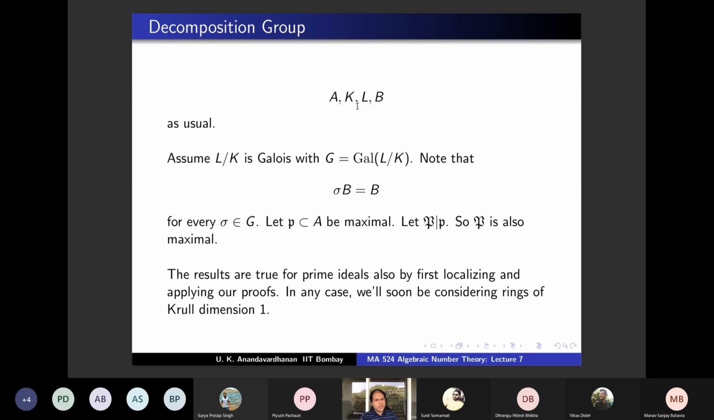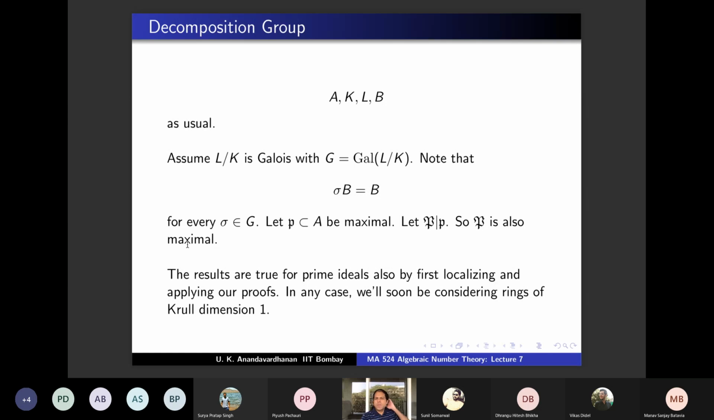So we will soon be considering rings of dimension 1 because in algebraic number theory, those are the rings that will come. We will be interested in Z and the integral closure of Z in finite extensions of Q. All these rings have the property that they have dimension 1. We will prove it. So all the prime ideals that we are considering will be automatically maximal. Otherwise also these things can be proved for prime ideals by localizing, but we will not bother.